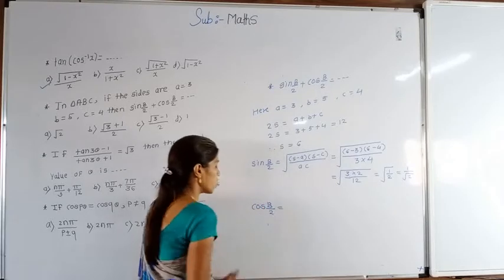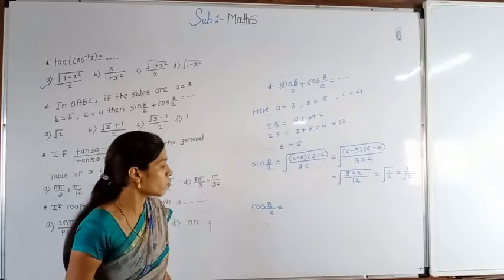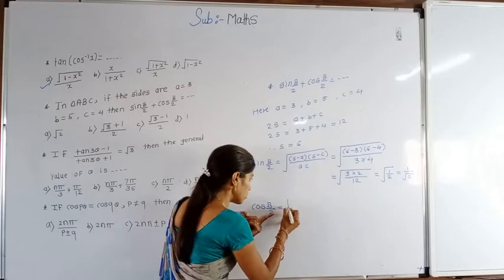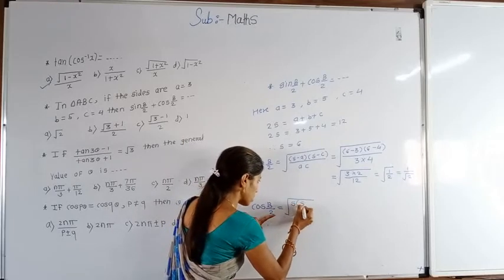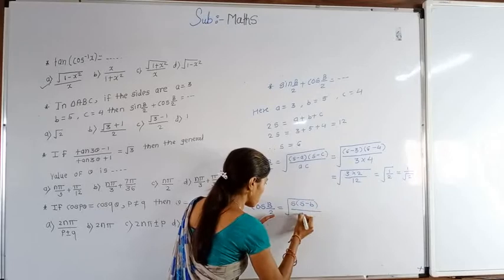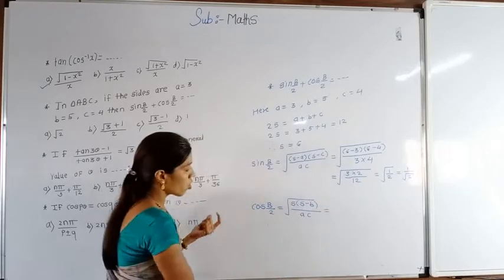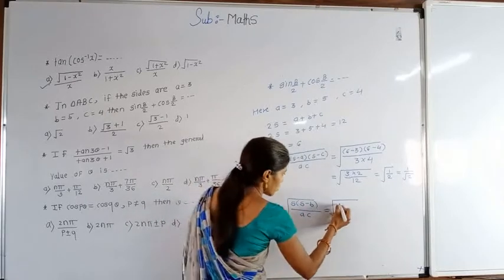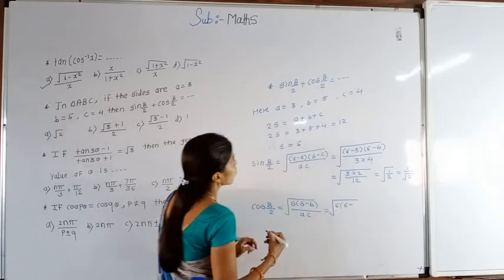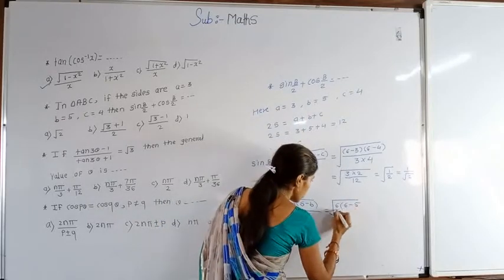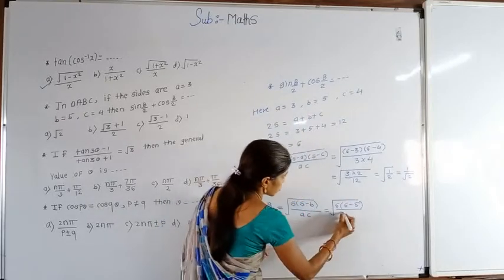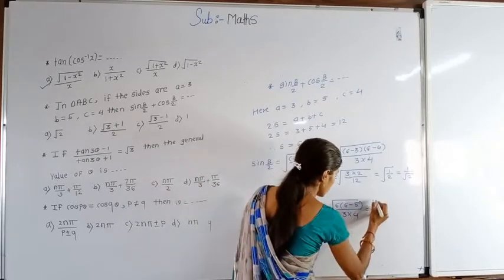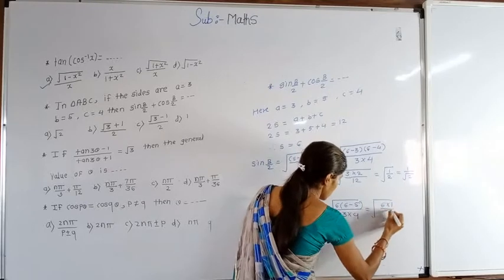For finding the value of cos B by 2, we can also use the half angle formula, and we know that the formula for cos B by 2 is square root of s into bracket s minus b, whole term divided by ac. So substitute all those values. In that case we can write square root of, value of s is 6 minus value of b is here 5, whole term divided by a is 3, c is 4. Now simplify this bracket. We can write square root of 6 into 1 divided by 12.